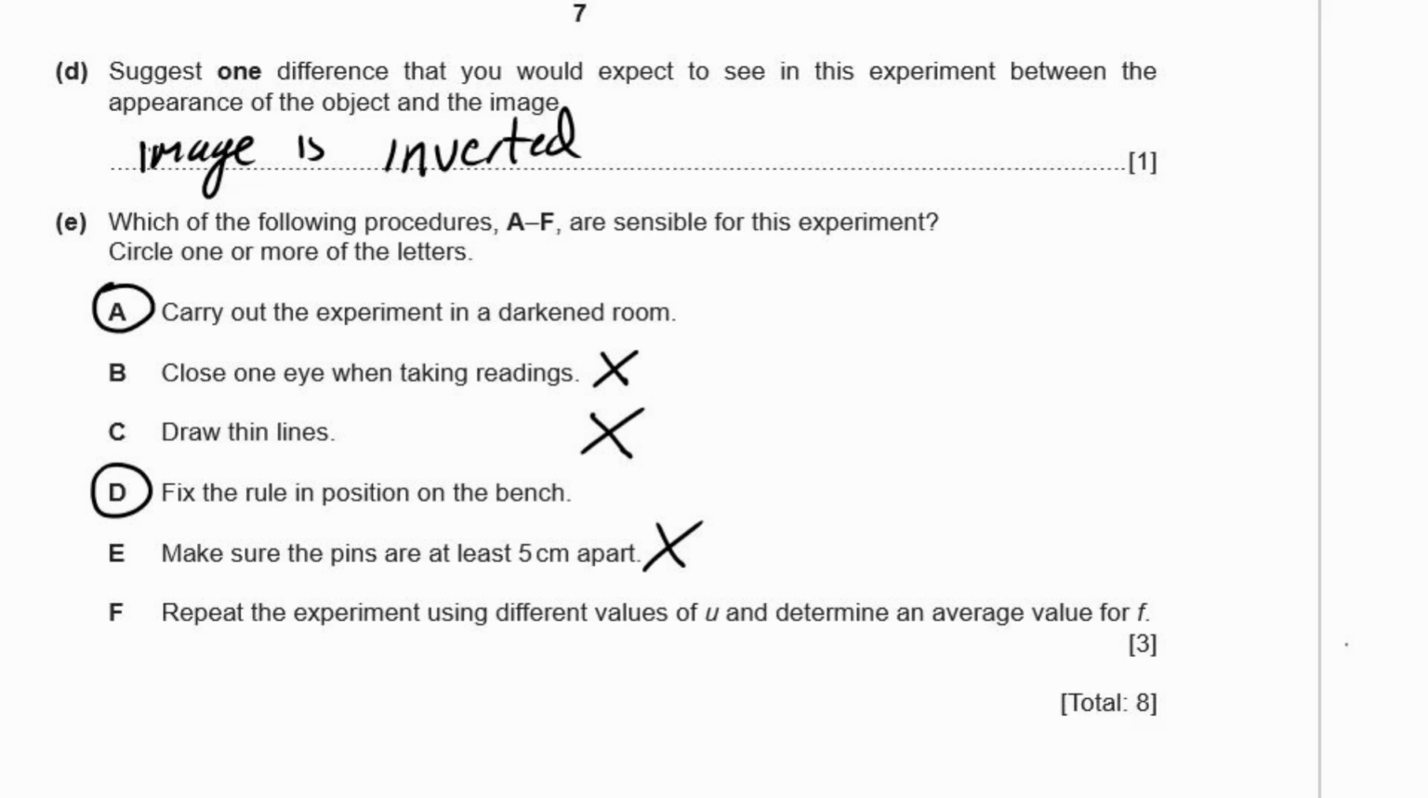F, repeat the experiment using different values of U and determine an average value for F. You know what? That's actually a pretty good idea. Repeat the experiment, take lots of readings, and average. Excellent. Let's move on to the next question.